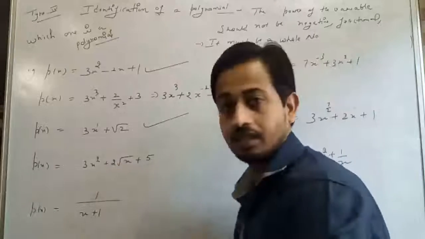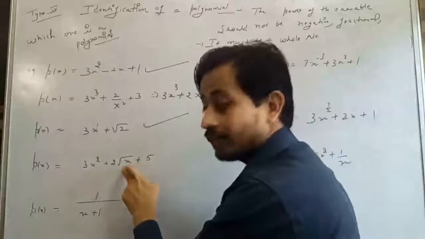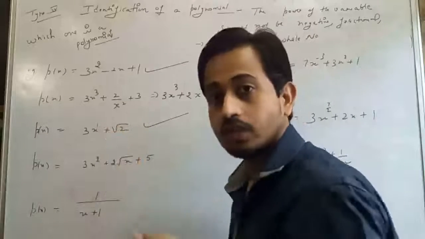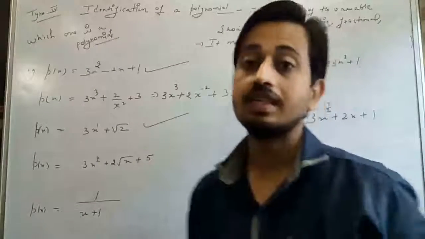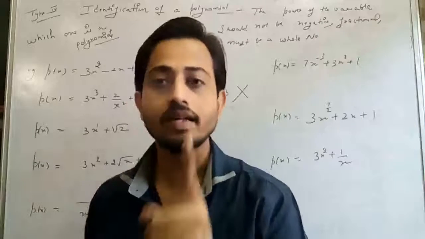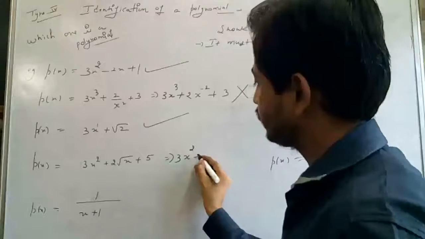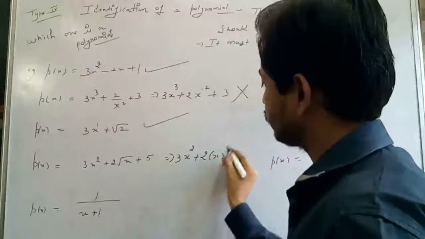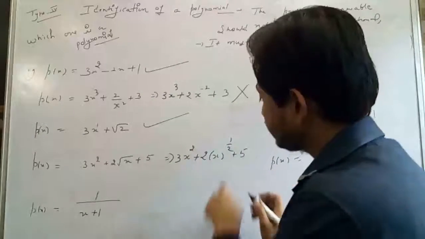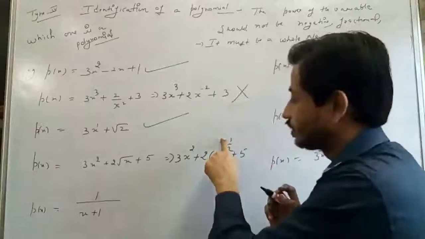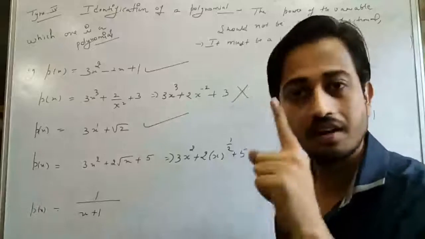Now look at this. See, x square has power 2, which is a whole number. But look at this. Here we have square root of 2, but in this term we get square root of x. Square root means the power of the variable is 1 by 2. So you can write it as 3 into x square plus 2 into x raised to the power 1 by 2 plus 5. It means here the power is fractional, rational. So this is not a polynomial.